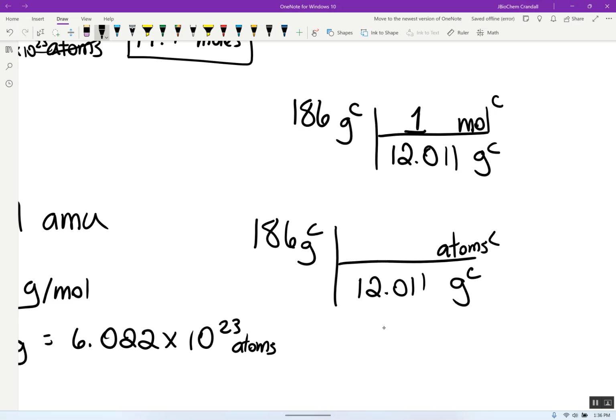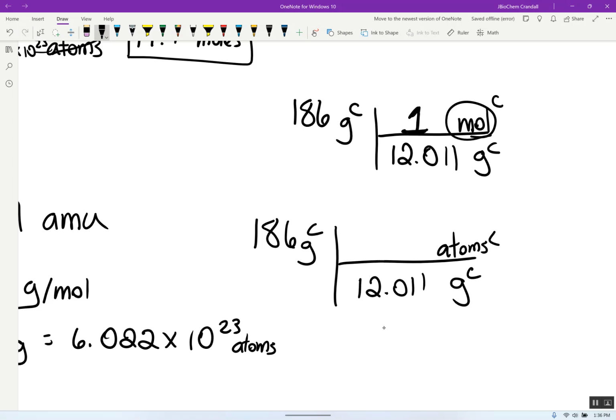Periodic table. Anytime I have the unit mole in a conversion factor, I'm going to put the number 1. Now that's for these kinds of conversions, but when we get to stoichiometry, that's going to be different. But for right now, gram to mole conversions, moles are always 1. Grams I find on the periodic table. If it's atoms, molecules, I'm going to use what number? 6.022 times 10 to the 23rd.